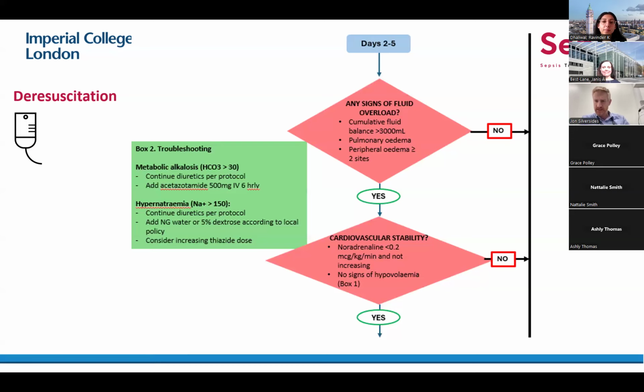And did I see another hand, or did I imagine that? Maybe it's a historical one. Okay, so hopefully that's all reasonably clear. We'll move on to the next slide.